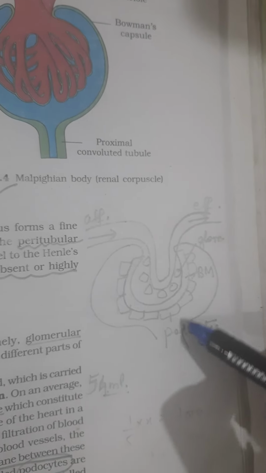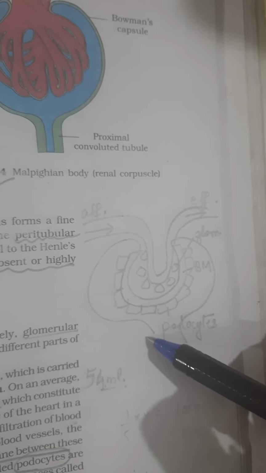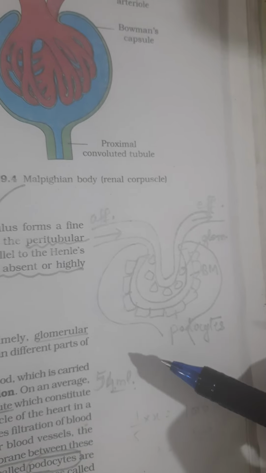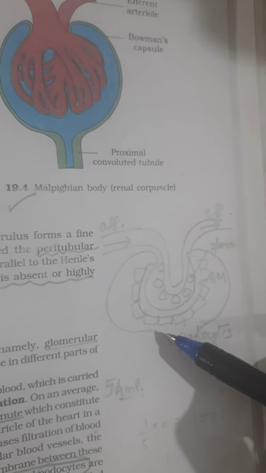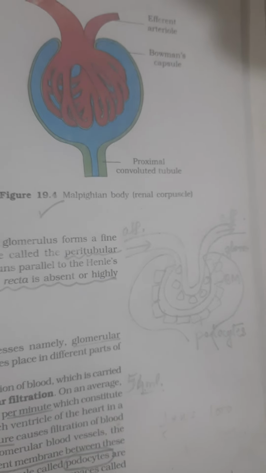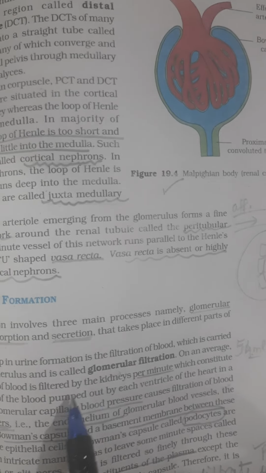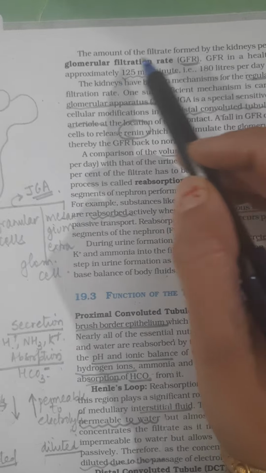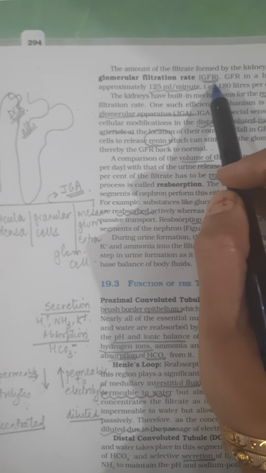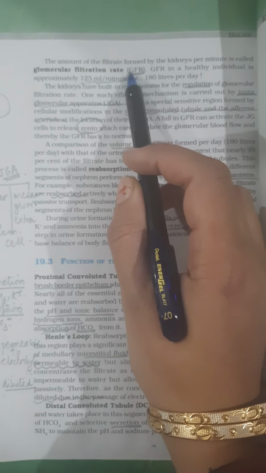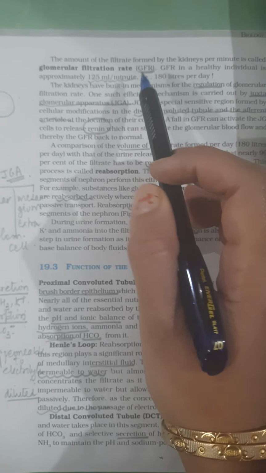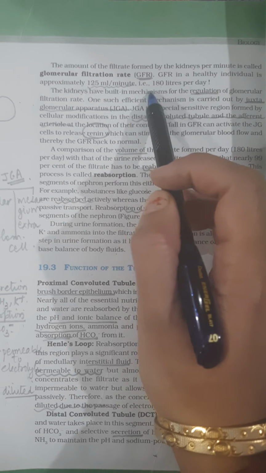So that filtration process can be referred to as ultrafiltration. Why? Because it is going to filter out everything except for the heavy portions like proteins. And the process is in total is called as glomerular filtration, which is the first step of urine formation. Now there is something referred to as GFR, which is glomerular filtration rate. What it is? It is the rate at which the filtrate is being produced inside this glomerulus, and the rate is 125 ml per minute.